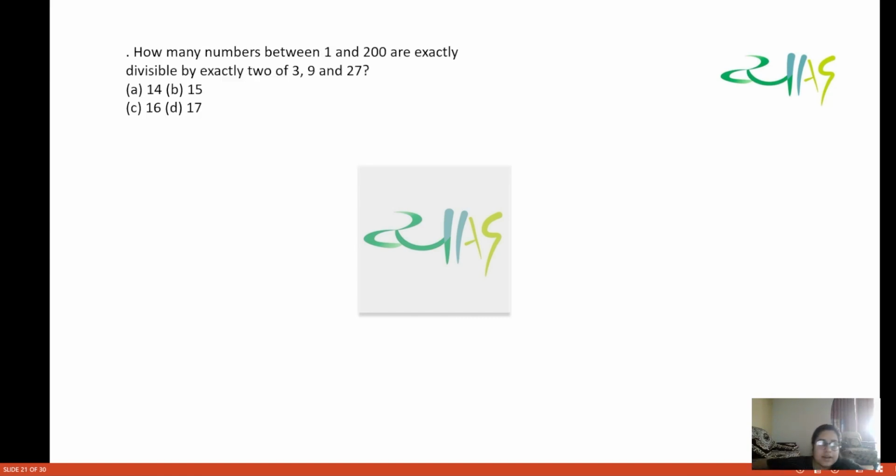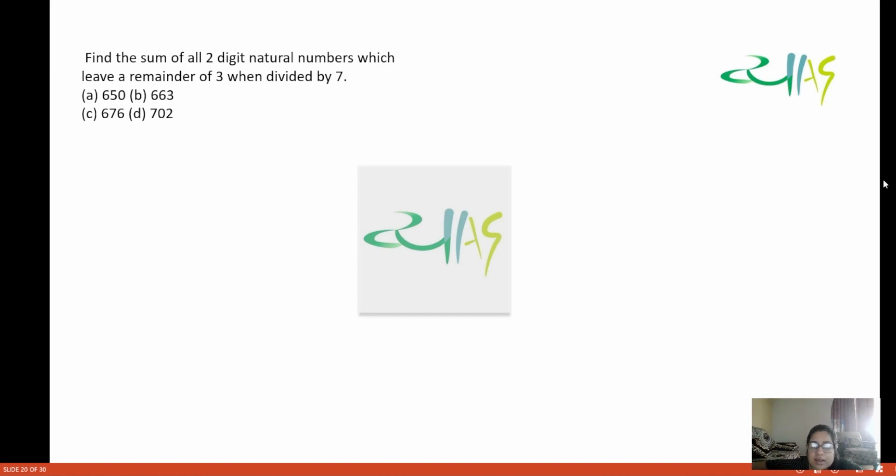Now see, this is saying: find the sum of all the two-digit natural numbers which leave the remainder 3 when divided by 7. Okay, all the two-digit natural numbers which leave the remainder 3 when divided by 7.